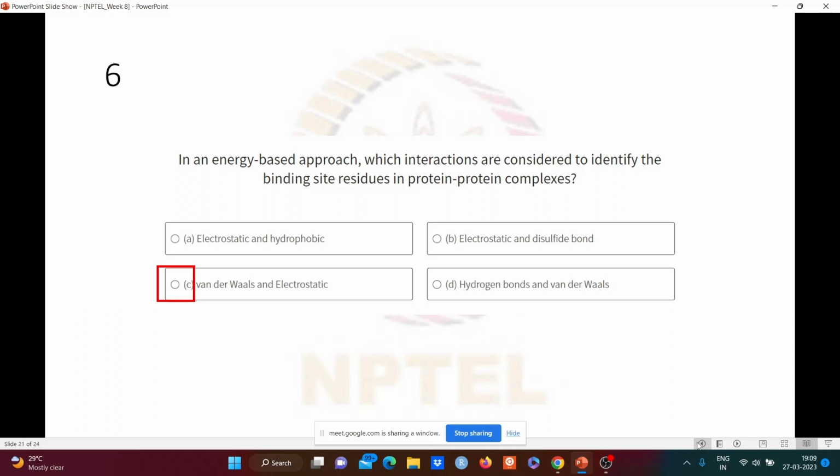Second is the electrostatic. Now we know these are attractive or repulsive forces between charged particles, such as positively charged amino acid side chains and negatively charged amino acid side chains of the protein as well as its binding partner. So here the answer is C. Even D is correct, but preferentially van der Waals and electrostatic, then followed by hydrogen bonds.